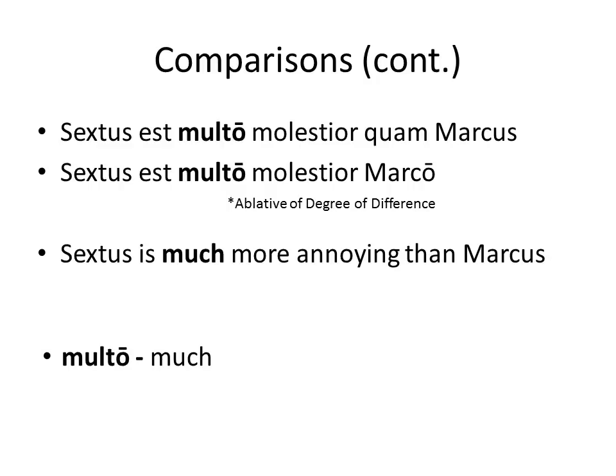Multo, we're going to see that a lot. Multo means "much," so somebody might be much more something than the other person. Paulo is also another adjective that we're going to see a lot. It means "a little." So somebody might be a little more of something than somebody else. So these two, multo and paulo, are two very, very common adjectives where we will see an ablative of degree of difference accompanying a comparison.